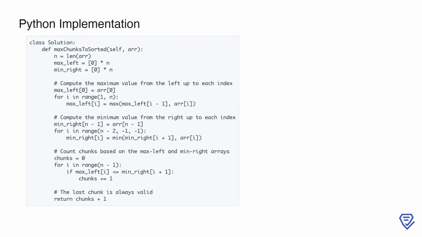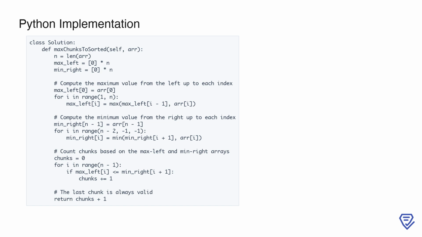This implementation efficiently solves the LeetCode problem number 768, Max Chunks to Make Sorted II. The goal is to split the array into the maximum number of chunks such that sorting each chunk and concatenating the results produces a fully sorted array. The solution uses two arrays, max_left and min_right, to determine the boundaries of each chunk.